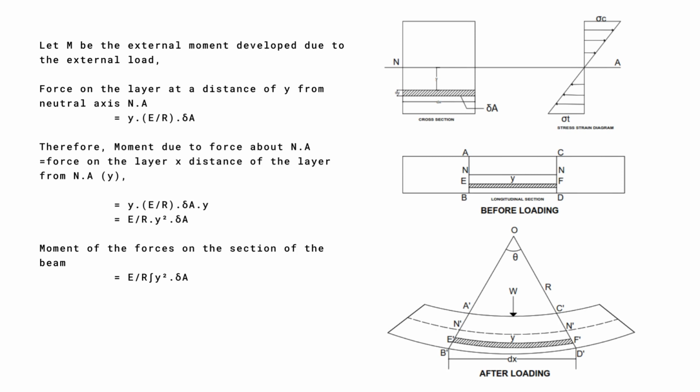As we have already discussed moment of resistance, let M be the external moment developed due to the external load. We have force on the layer at a distance of y from the neutral axis equals y multiplied by E by R multiplied by delta A. Moment due to force about the neutral axis equals force on the layer multiplied by distance of the layer from the neutral axis, y, equals y multiplied by E by R multiplied by delta A multiplied by y. That equals E by R multiplied by y squared multiplied by delta A. Moment of the forces on the section of the beam equals E by R integral of y squared multiplied by delta A.